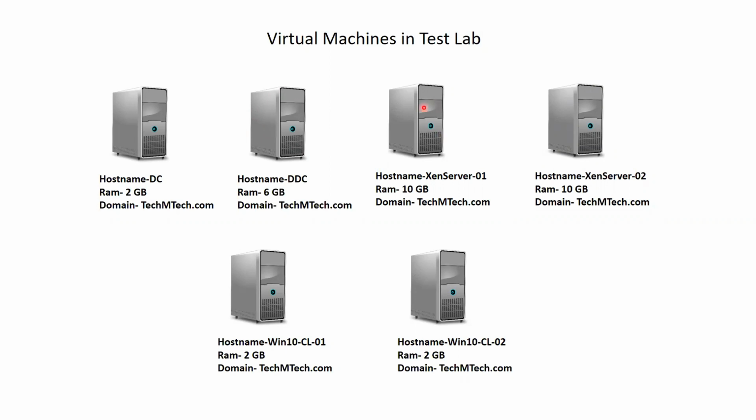The next machine will be our Citrix hypervisor, and I have named it Xen Server 01. The memory I have allocated to Xen Server 01 is 10 GB of RAM, in the same domain. In that Xen Server 01, that is the Citrix hypervisor, we will install Citrix hypervisor 8.02. I will provide you the link of that operating system. It's a Linux based operating system that we have to deploy on that virtual machine.